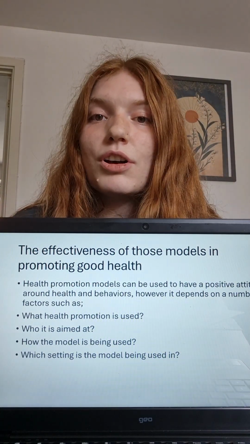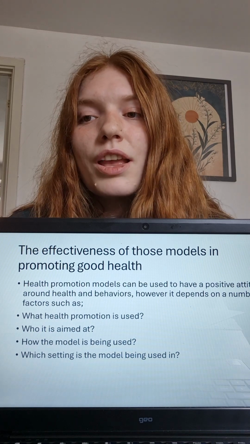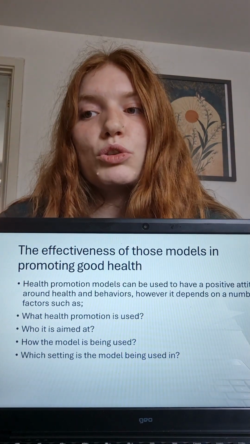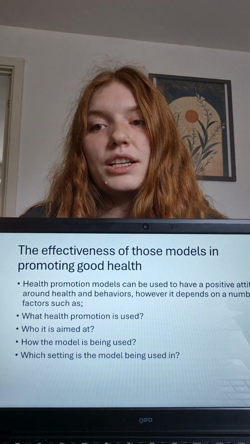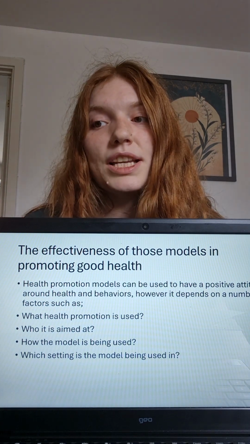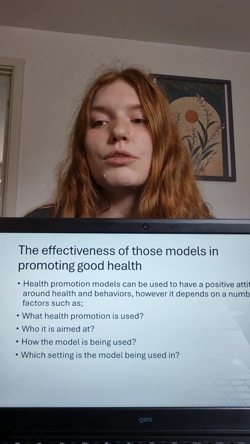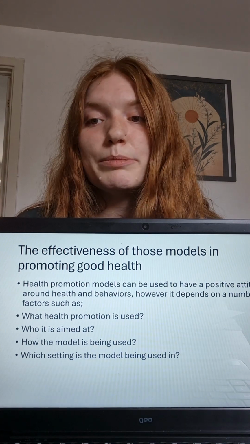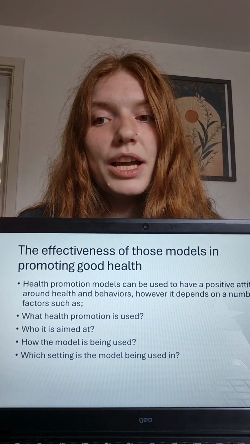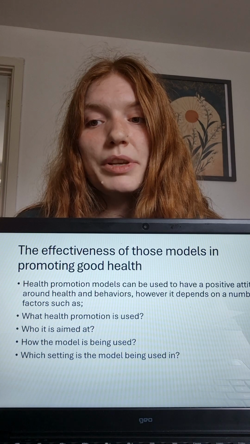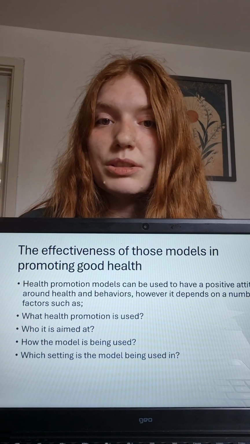How effective are these models? The health promotion models can be used to have a positive attitude around health and behaviours. However, it depends on a number of factors. These include what health promotion model is being used, who it is aimed at, how the model is being used, and which setting the model is being used in.